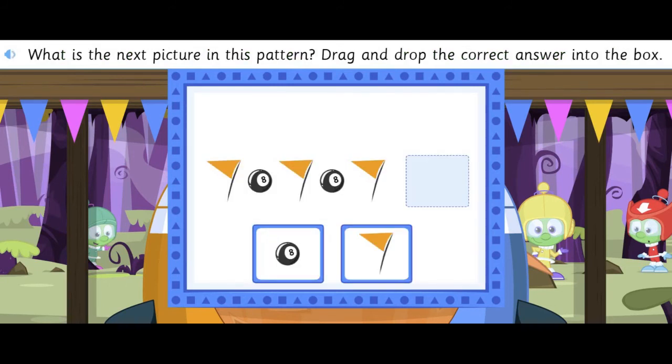What is the next picture in this pattern? Drag and drop the correct answer into the box.